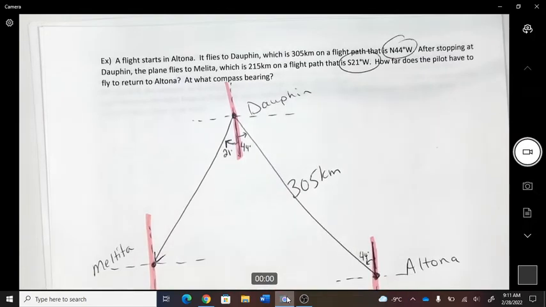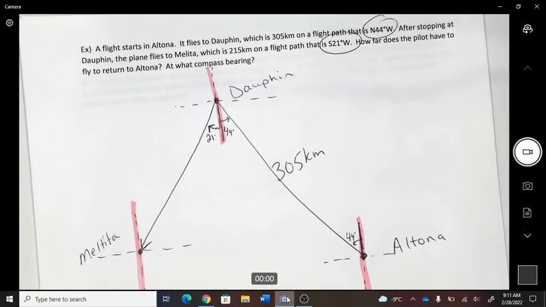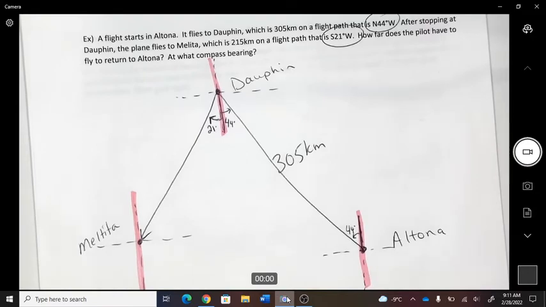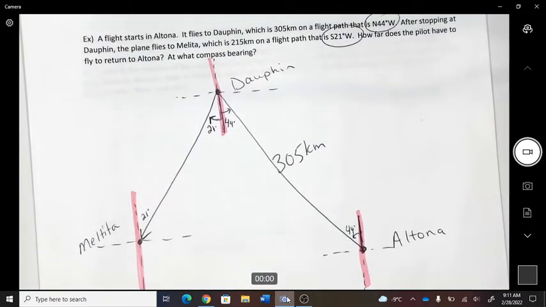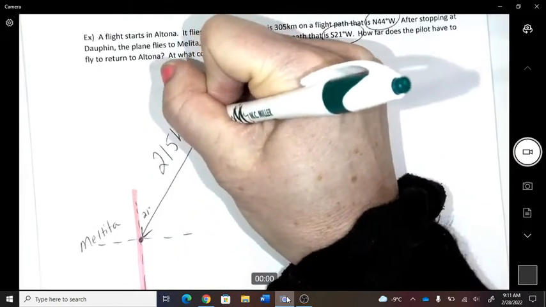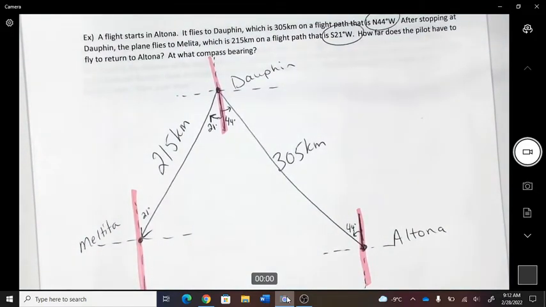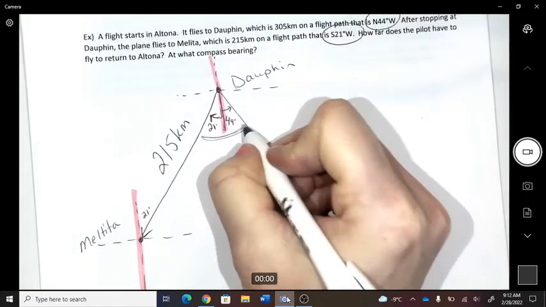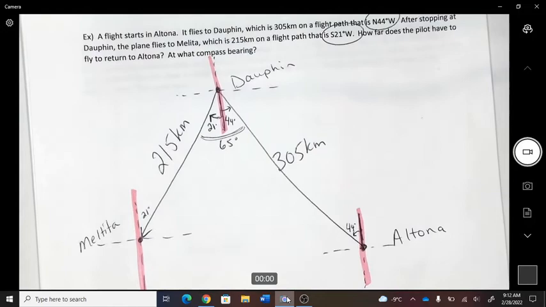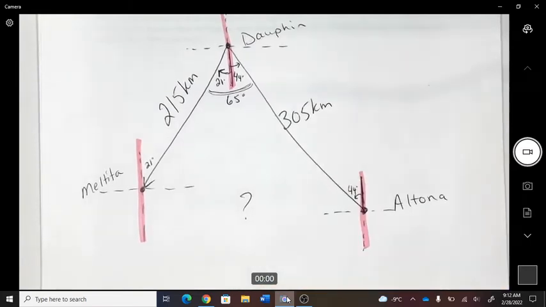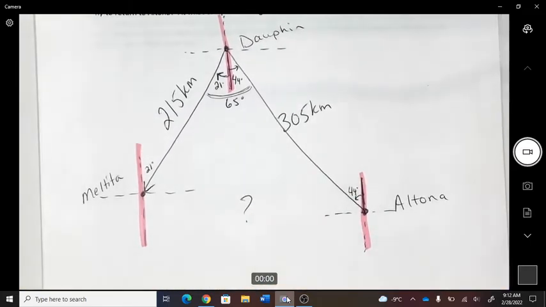Okay, if I'm thinking parallel lines again, is there any other place I could flip-flop the 21 over to? So if it's on this side, I could flip-flop it onto that side. Okay, now I can put those two together because that's a full angle up there. So 65 degrees. So here's my question. How is the pilot going to get from Melita to Altona, distance and compass?